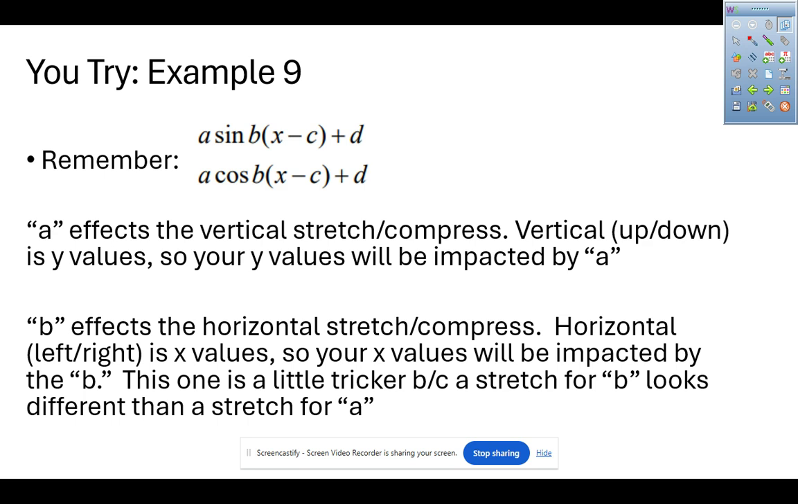So the A value is going to affect the vertical stretch and compress, which is the Y values. So that A value will change the Y values of the table. The B value affects the horizontal stretch and compress, which is X values. So you're going to change the X values of the table. This one's a little trickier because a stretch for B looks different than a stretch for A, so just keep that in mind, all right? Take a few minutes, try it, and then I'll go over this one.